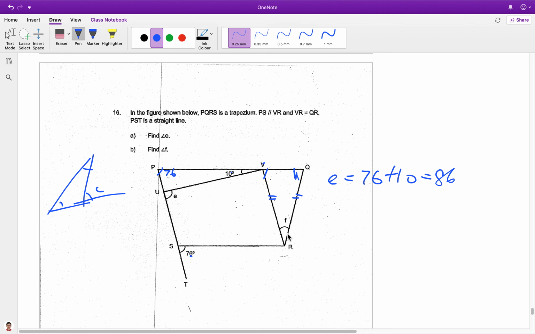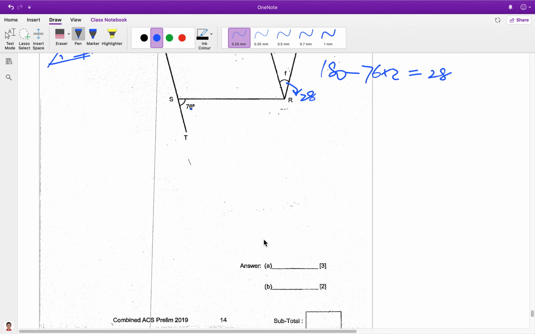So how about F? Well, for the isosceles triangle, if we know this angle and this angle, then we would know this angle, right? How about this angle? Well, parallel, we know 76, and this one is 76, right? So this angle is 180 minus 76 times 2, right? Equals 28. So F is 28, and E is 86.